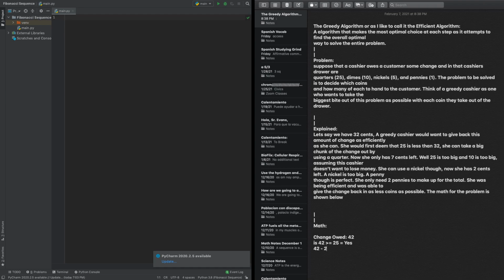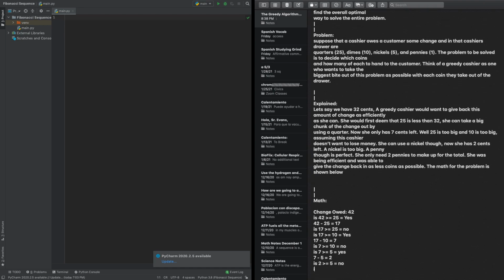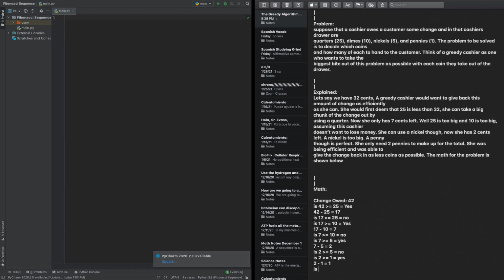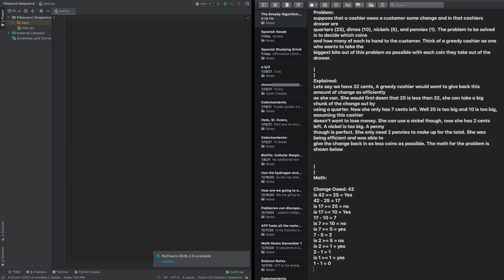So let's say we have 42 cents. First, we want to see if 42 is greater than or equal to 25. It says yes here, and of course it's true. 42 minus 25 equals 17, right? Is 17 greater than or equal to 25? No, so we can't use a quarter anymore, right? Is 17 greater than or equal to 10? Yes, 17 is greater than 10. So 17 minus 10 will give us 7.